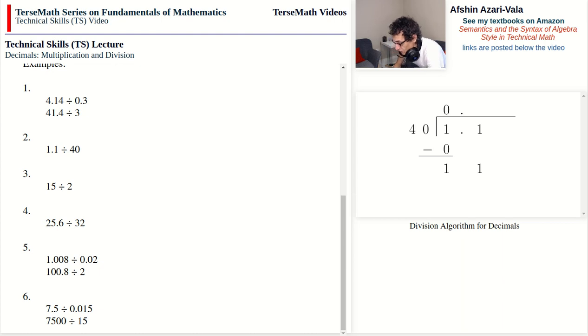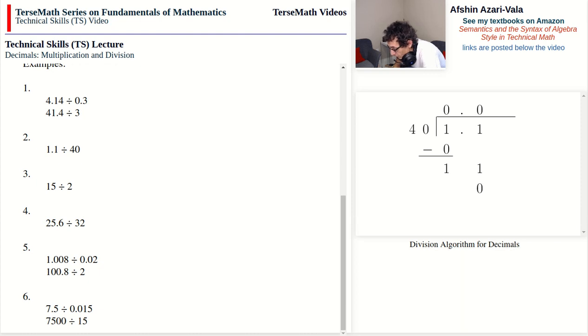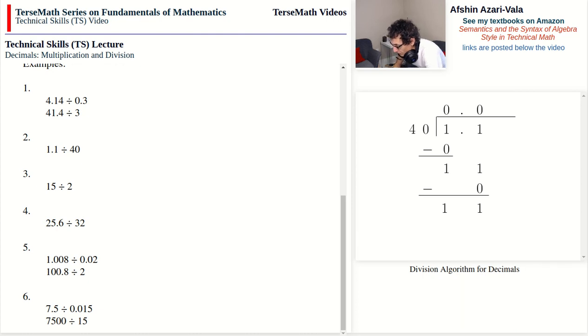Now, every time a digit comes down, we have to answer the question, how many 40's fit into it? How many 40's into 11? The answer is 0. We write 0. 0 times 40 is 0. Subtract to get 11. Now, it appears that we have run out of digits, and the remainder is not 0.